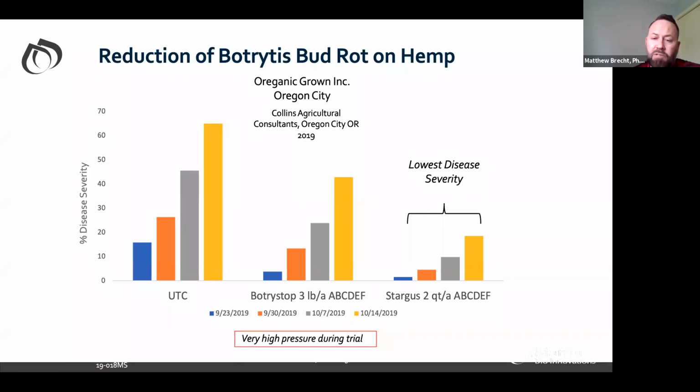The products are working really well and save you tons of money. Stargus is quickly becoming one of our botrytis go-tos right now. There are a couple of other products that it competes against in the marketplace, but as far as quality of control for the price, we've got a really great product right here. Next slide, please.